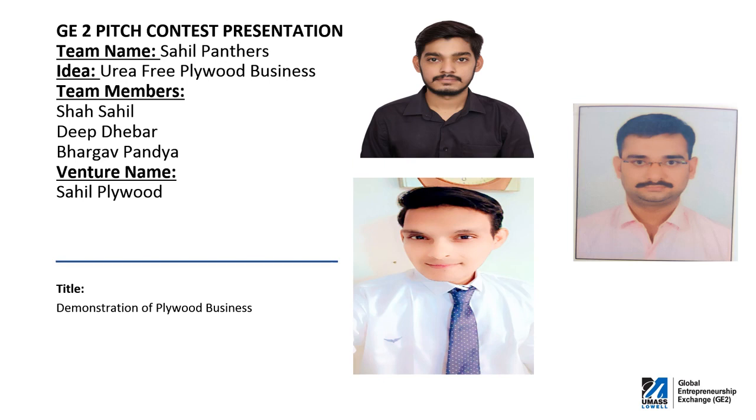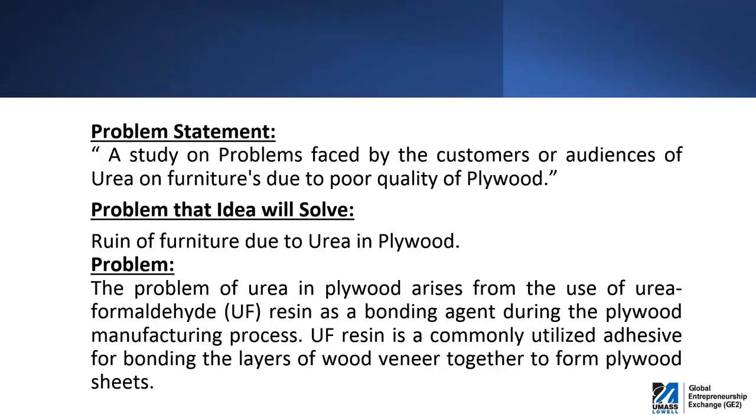And first of all, I would like to thank GE2 for giving us this platform to represent our business idea, which helps us develop our business skills, and also all the professors who have given the guidelines through the workshop. So we have come up with the problem of urea in plywood, and the idea is urea free plywood. One of the main problems that we have observed, from a study, is the problem faced by customers of urea on furniture due to poor quality of plywood.